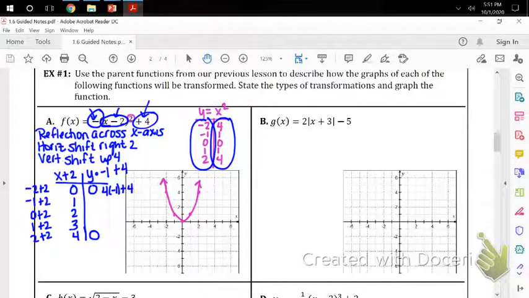My next one was a 1, so 1 times negative 1 is negative 1, plus 4 is 3. Notice the next to last one was also a 1, so it's also going to be 3. And then we have 0 times negative 1, which is 0, plus 4 is going to be 4. And so there's our new ordered pairs, and let's plot them.